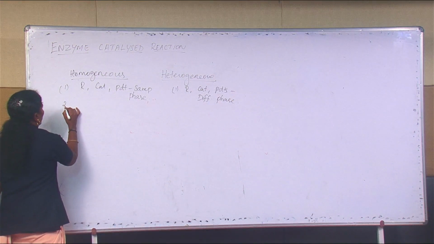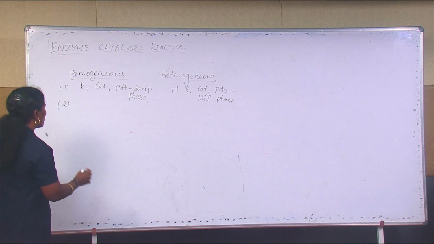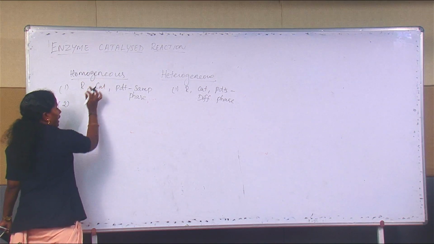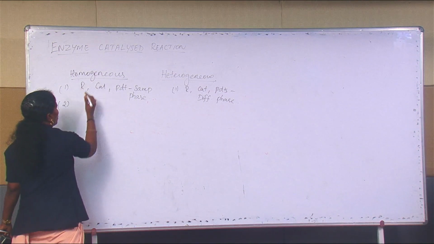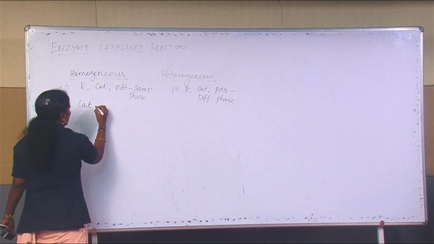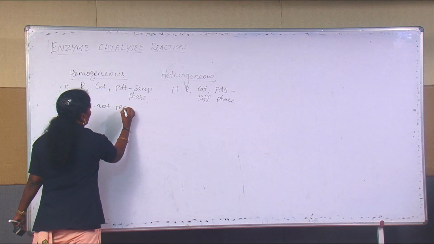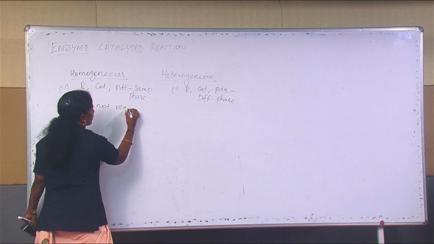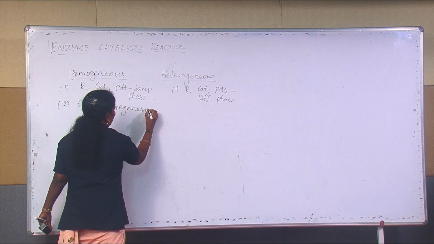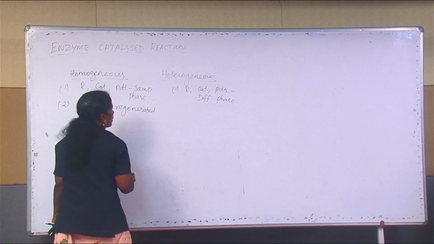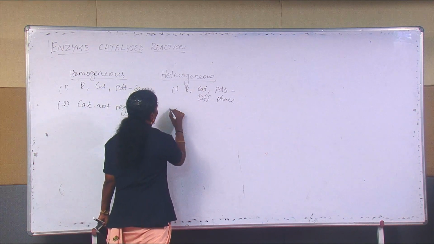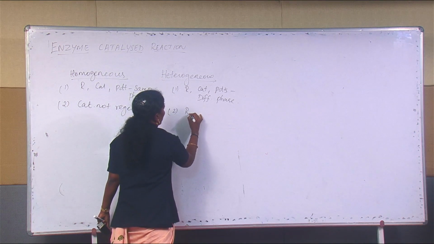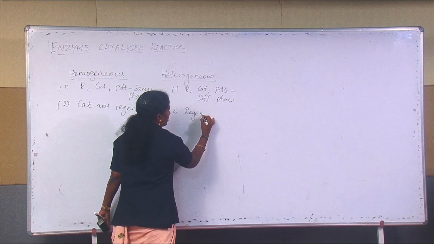The second difference is regeneration. The homogeneous catalyst cannot be regenerated easily because all are in the same phase. Its regeneration is very difficult. Here the catalyst is a solid one, so regeneration is easy. So the catalyst can be regenerated.